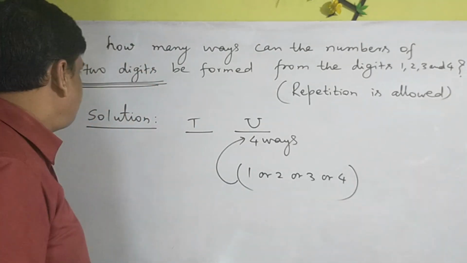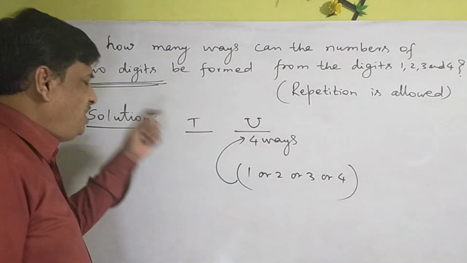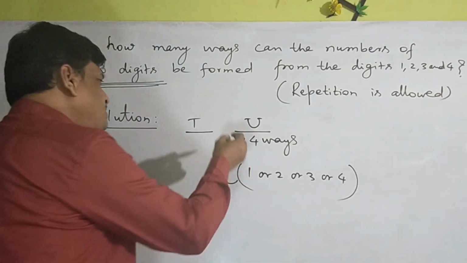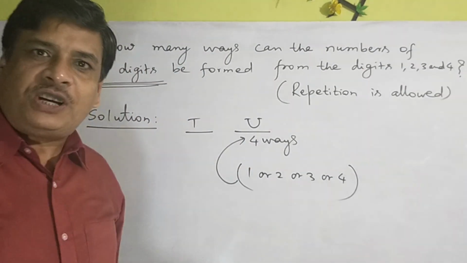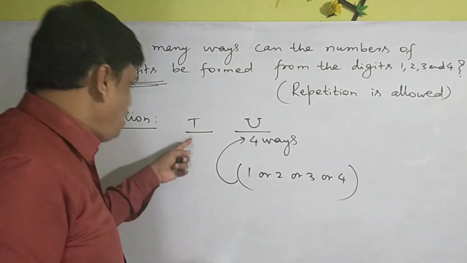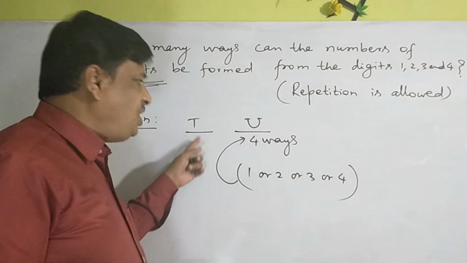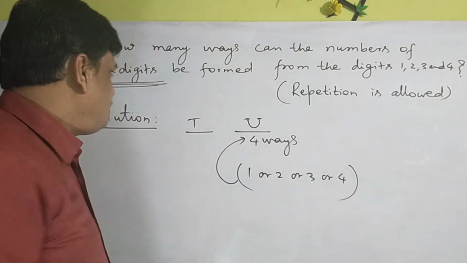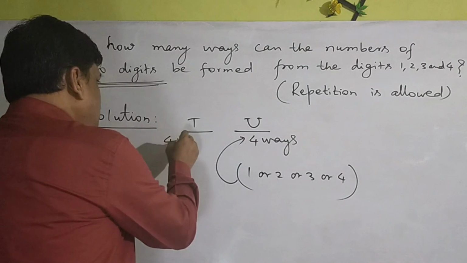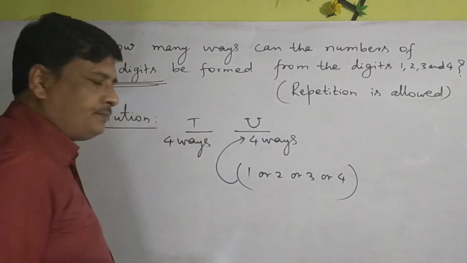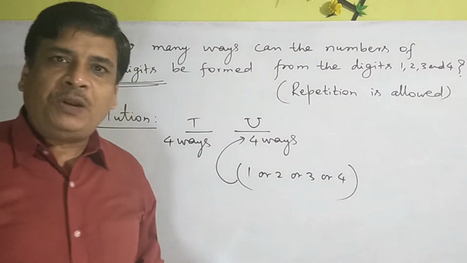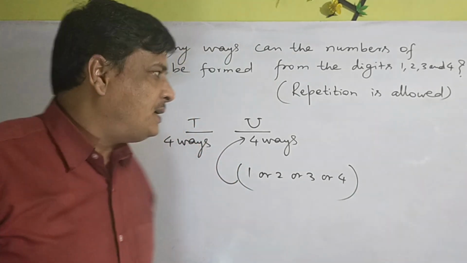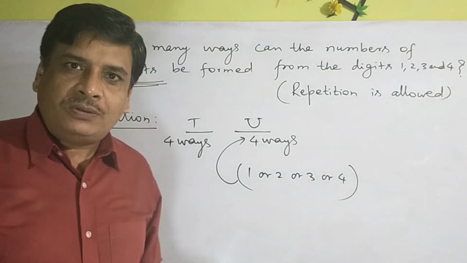And the question is, in tens place, as the repetition is allowed, we can use the same digit for tens place also. We can use 1, 2 or 3 or 4, one by one. As a result, tens place can also be filled up in four ways. And also units place can be filled up in four ways as the repetition of digit is allowed.